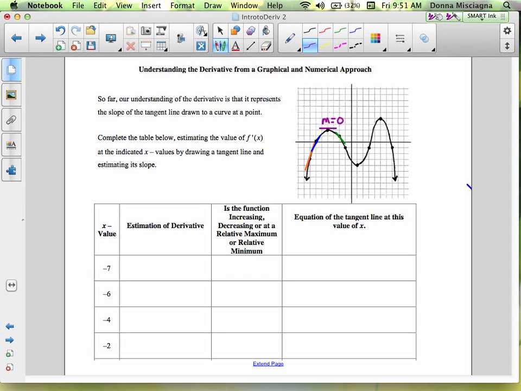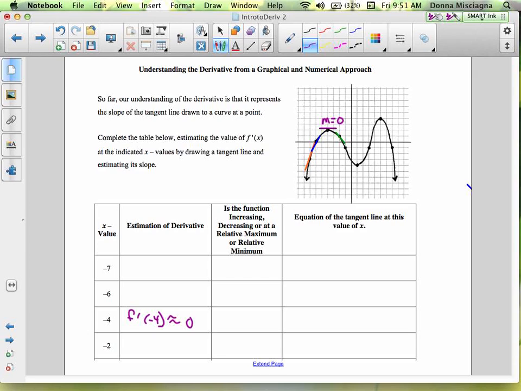So the estimation of the derivative, f prime of negative 4, is approximately 0. That was the easy one. All right, let's find all of the slopes, and then we'll talk about increasing, decreasing, or the relative max or relative min, and then we'll talk about the equations of the tangent line. Now we just got to look at the others.